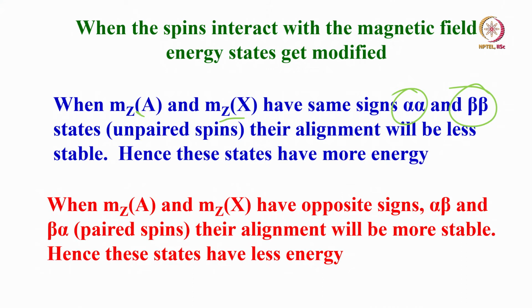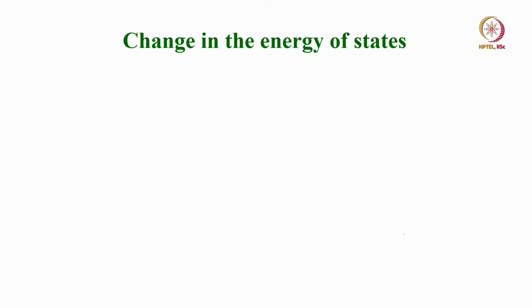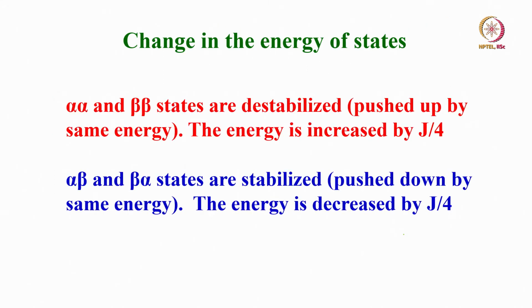Similarly, if I take alpha beta and beta alpha, they are paired spins. One is plus of, other is minus of. They are paired. Here both are plus of, minus of, minus of. They are not paired. They are unpaired. These have more energy. These have less energy. As a consequence, what happens? Alpha alpha and beta beta states get destabilized and go up by J by 4.